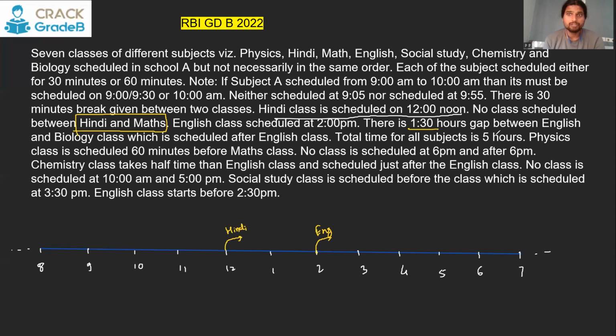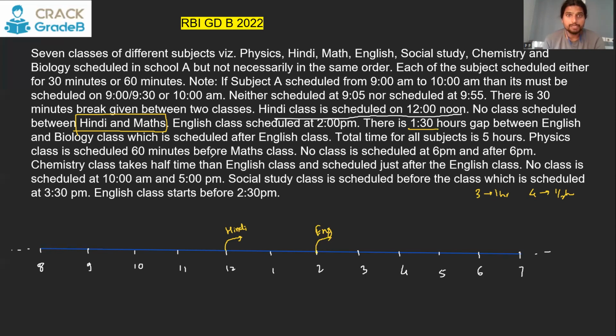Total time for all subjects is 5 hours. So there are a total of 7 subjects and time is 5 hours. If you give half an hour to each subject, there will be 3.5 hours. So 1.5 hours more means there will be 3 subjects with 1 hour duration, and 4 subjects with half hour duration. So that we have to consider.